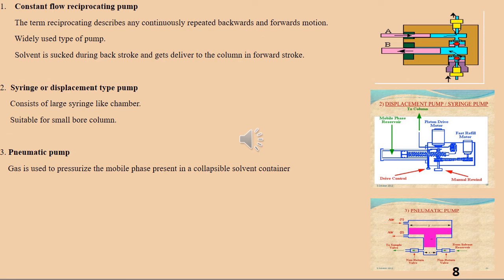Constant flow reciprocating pump. The term reciprocating describes any continuously repeated backward and forward motions. This is a widely used type of pump. In this, solvent is sucked during the backstroke and gets delivered to the column in the forward stroke.